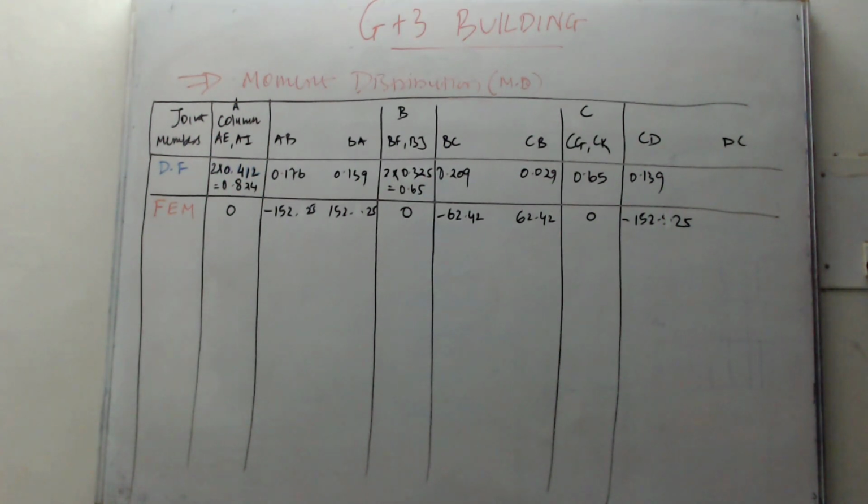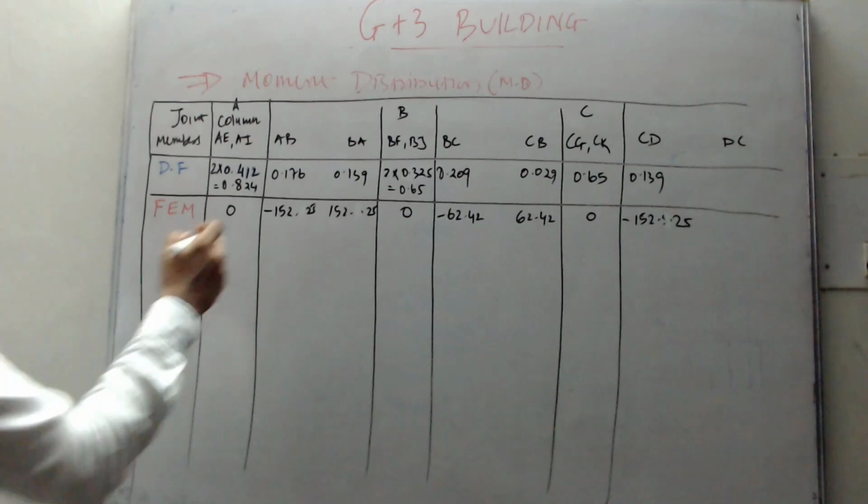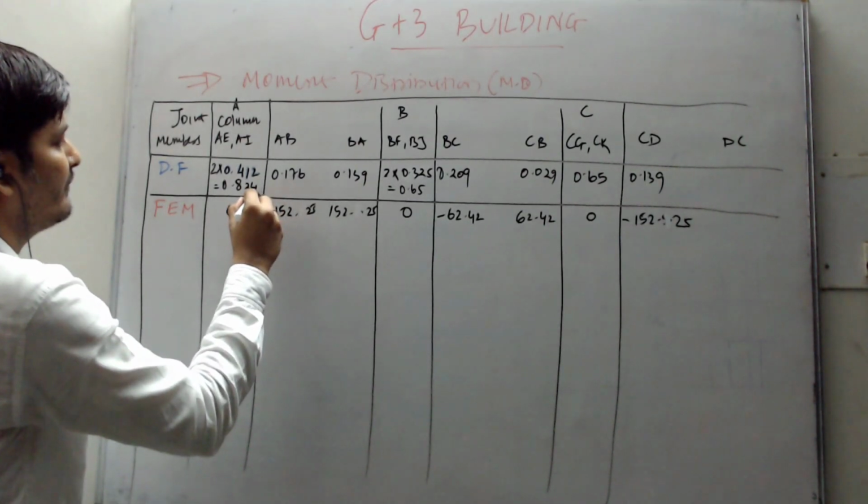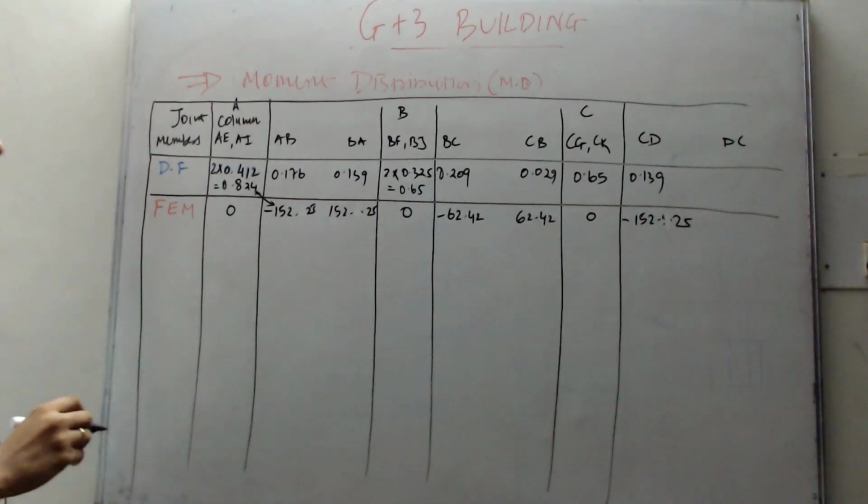For that we need to multiply the fixed end moment with the distribution factor, right? So first we need to multiply this value with 0.824. 152.25 multiplied by 0.824, right? So we get the value as 125.45, and you put it as opposite sign.